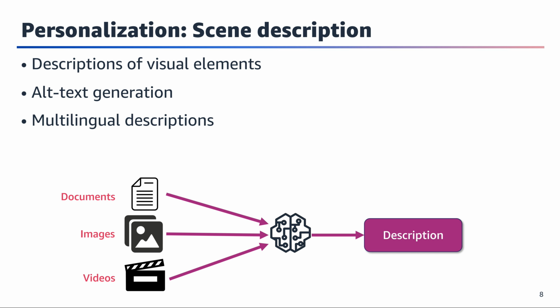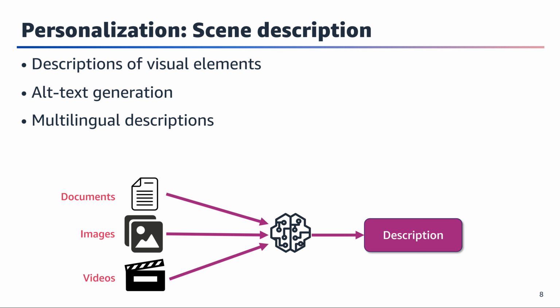Scene description is a crucial element of content personalization. This system processes 3 main types of content: documents, images, and videos, converting them into accessible descriptions. The key features include detailed visual element descriptions, automated alt text generation, and multilingual support.